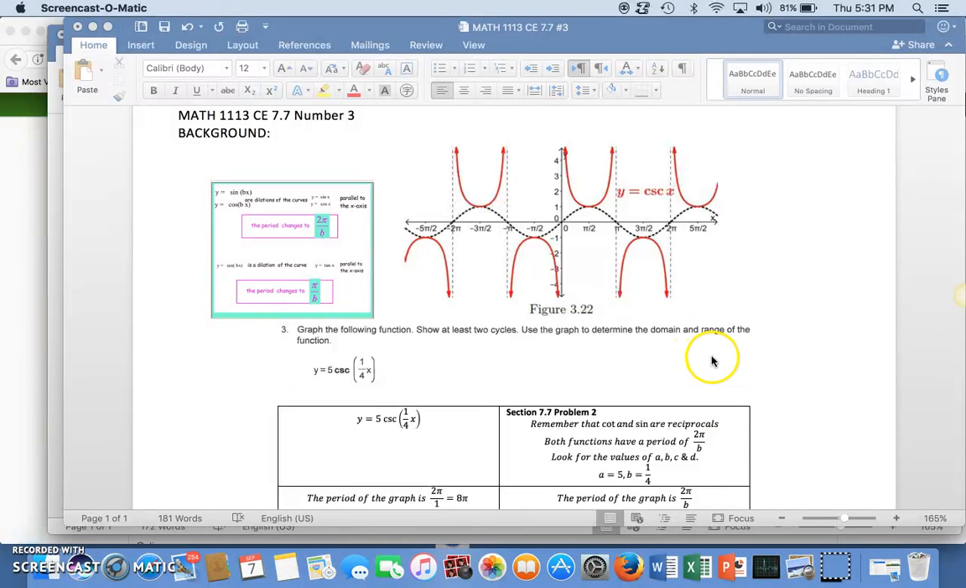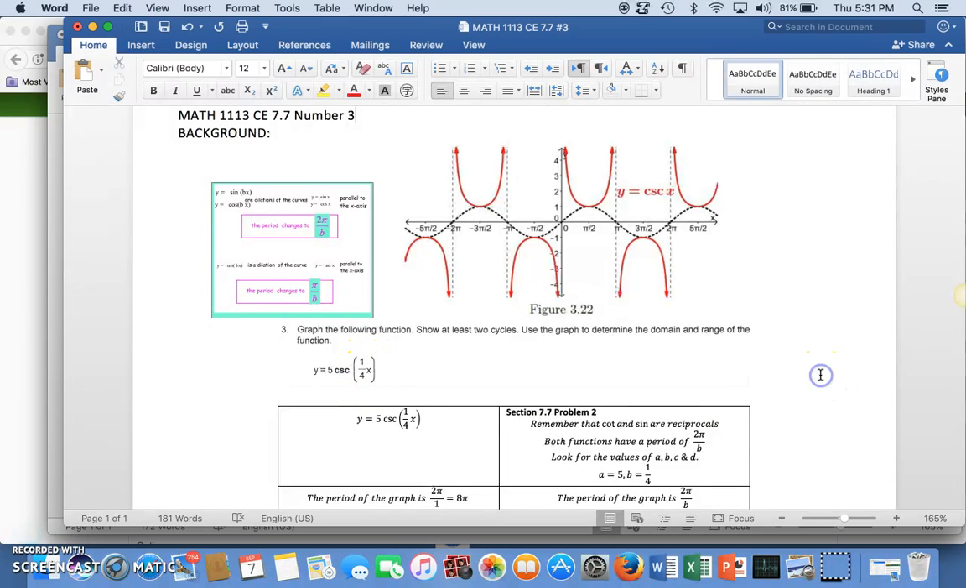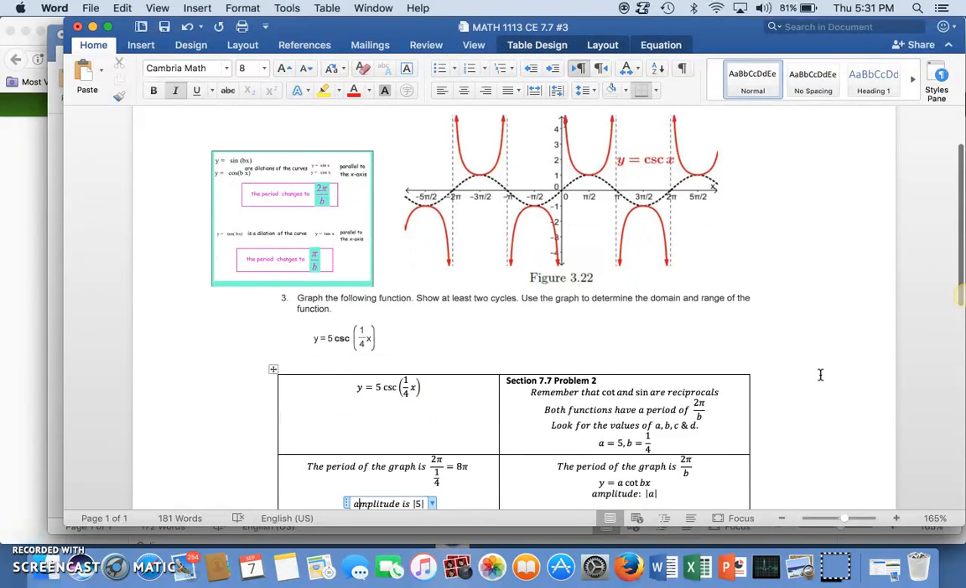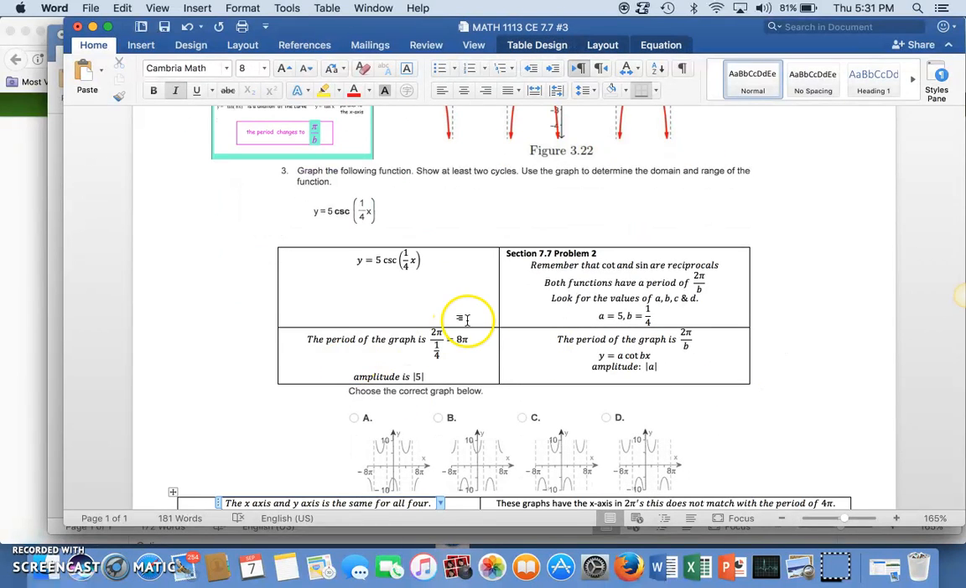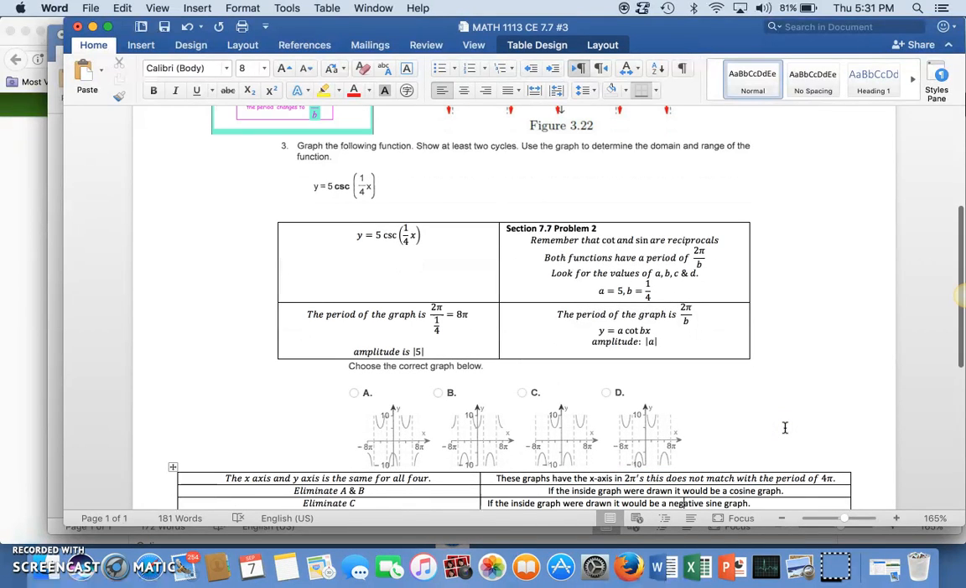Now, the actual problem for number 3, you've got an amplitude and a period change. You've got A is 5 and B is 1/4 in dealing with these. So, let's see what we end up with. If the period is 2 pi divided by b, that's 8 pi, and your amplitude is absolute 5.